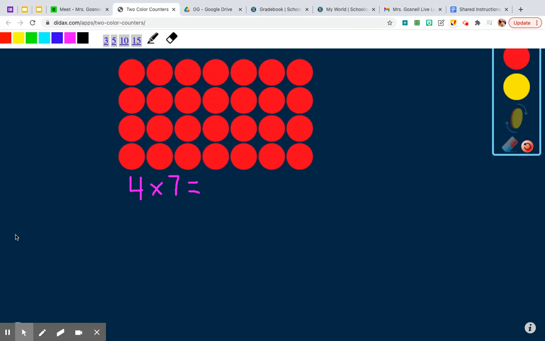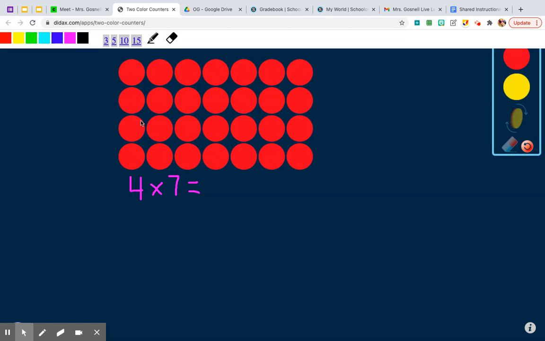Okay, boys and girls, we are going to work with distributive property again today. Distributive property, what is it? Well, that's when you have an unknown fact and you want to simplify it by breaking it apart. And we know that we can break apart an unknown fact and put it back together in order to get the product of the original problem.